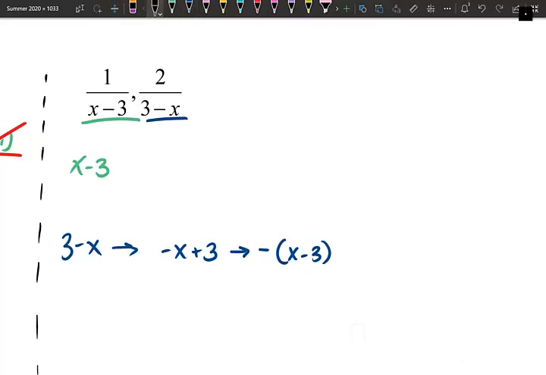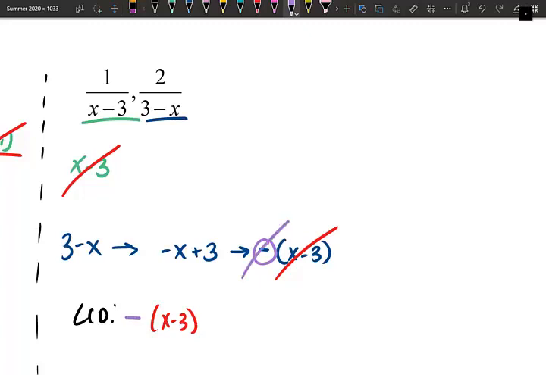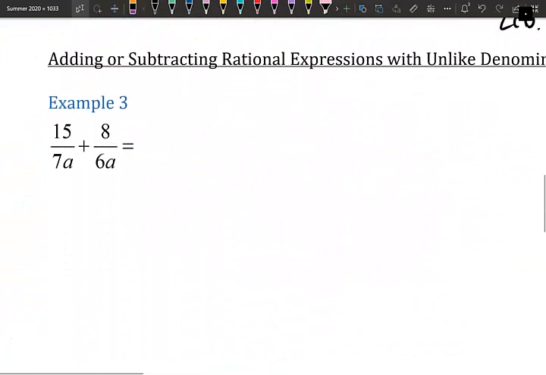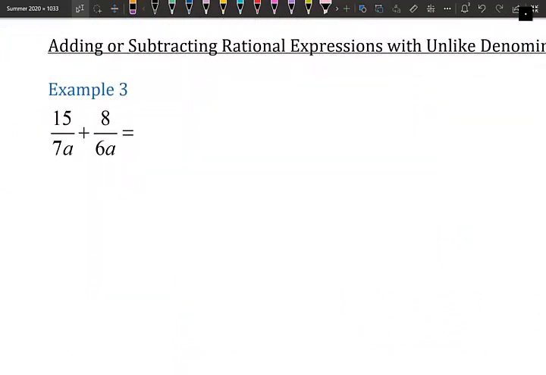So our LCD, they both share x minus 3. But then we have this negative. So negative x minus 3, and that's our LCD. Let's use this. It's easier to use it than it is to just flat out find it. So let's add or subtract with unlike denominators.